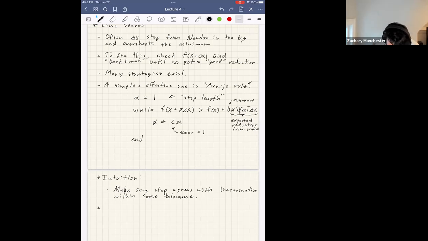And then typical values for the hyperparameters in here: C, the factor by which we chop down the step length, is usually set to something like a half. So basically we just chop the step in half each run through this. And then typically the tolerance B is really small, somewhere between 10 to the -4 and 0.1.